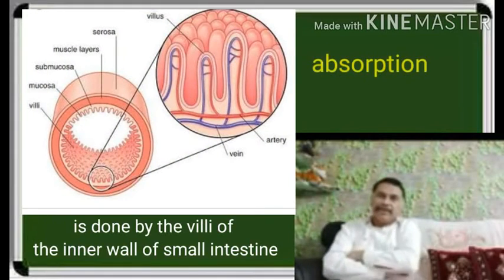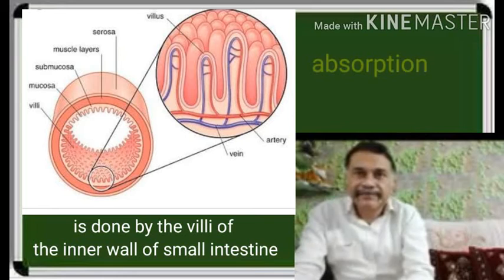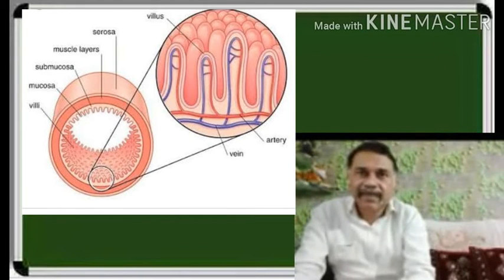After digestion, another important step, that is absorption. Absorption is done by the villi present on the inner wall of the small intestine. Villi are finger-like projections, and these finger-like projections help to increase the surface area so that more and more absorption can be done.